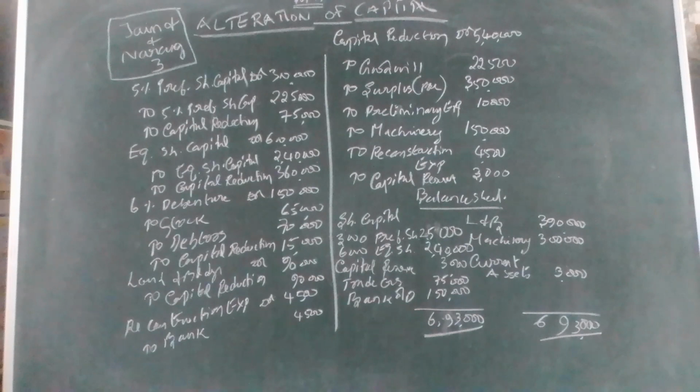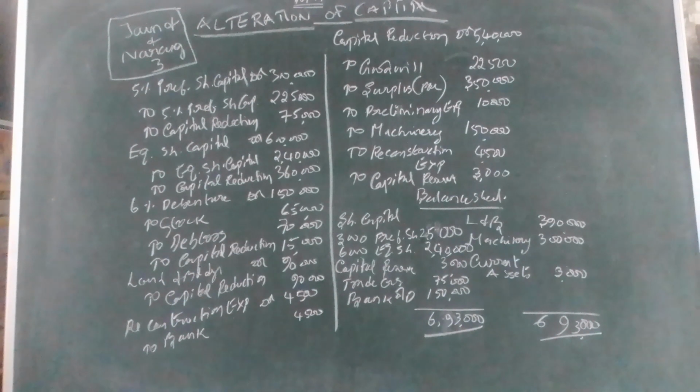Number 1 is preference shares are reduced. 100 rupees is the face value, now it is reduced to 75. Equity shares, 100 rupees is the face value, now it is reduced to 40. Then debenture holders took over stock and debtors in full satisfaction. Please mind that, in full satisfaction. So there is no lesser amount considered for the stock and debtors. The full value is adjusted against the debentures.